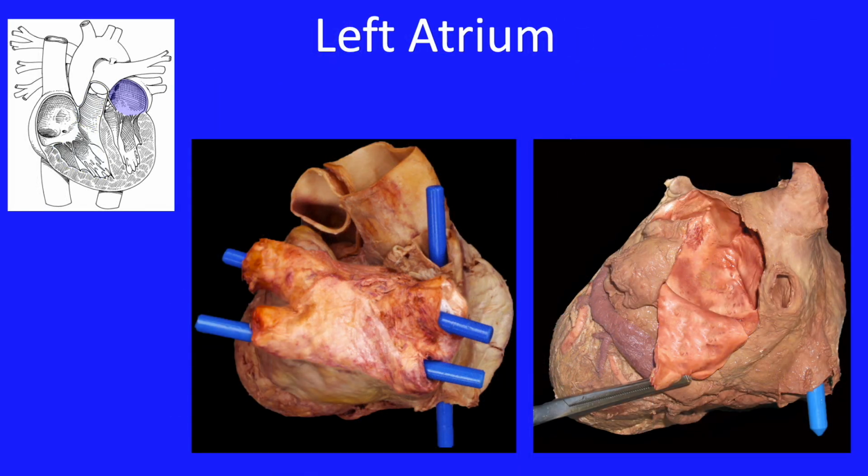The drawing on the upper left panel is of the left atrium. The blue indicates its location. In the anatomical position, the left atrium forms most of the base or the posterior surface of the heart that is now shown on the dissection of the left panel. On the right panel, the wall of the atrium has been opened.